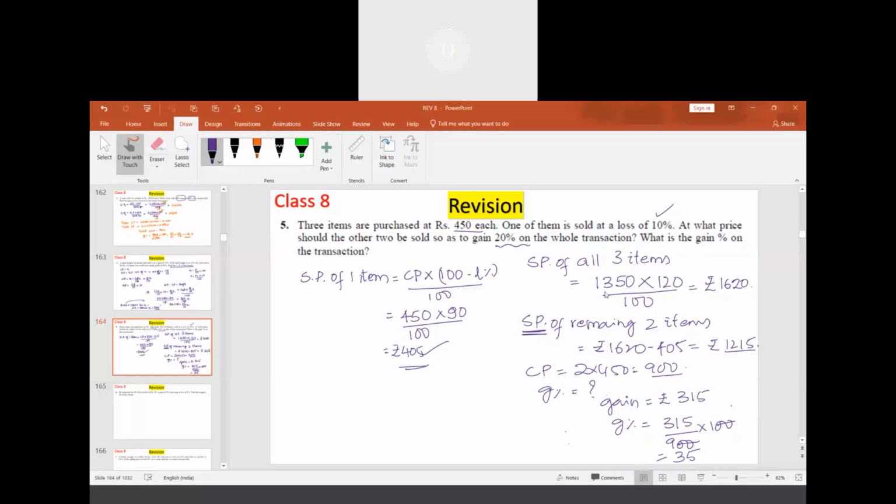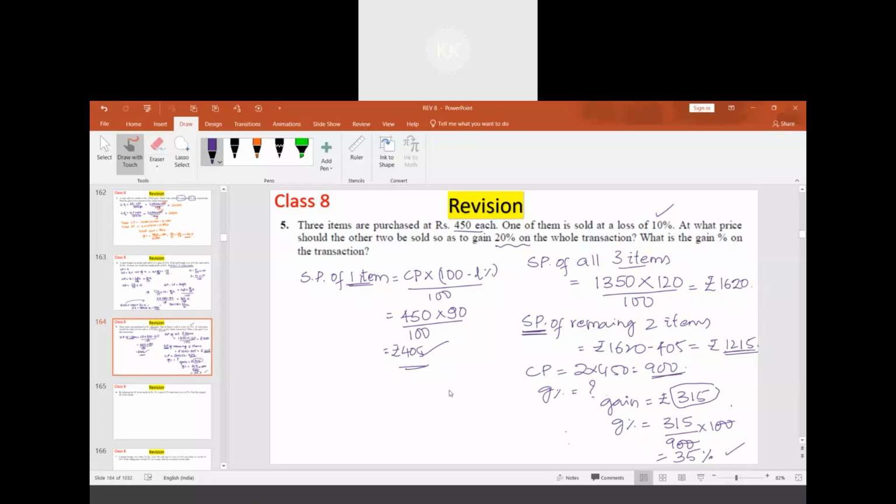We have found the selling price of three items. Using this selling price of three items and the selling price of one item, we will find the selling price of the remaining two items. So the cost price of the remaining two items is 900. So clearly there is a gain. Gain is 315. So this gain divided by the cost price 900 into 100 gives the gain percent as 35%. So the remaining two items are to be sold at 35% profit.